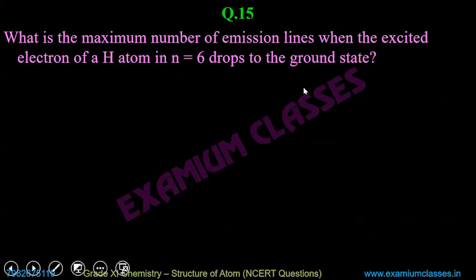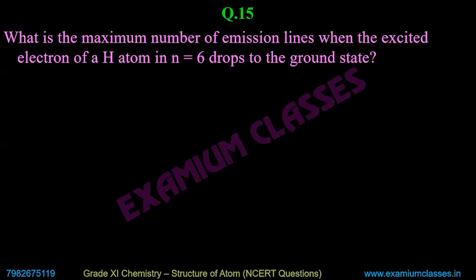Next. What is the maximum number of emission lines when the excited electron of a hydrogen atom in n equals 6 drops to ground state? Who will tell me the formula? Sir, may I? Okay, Arjun, yes.